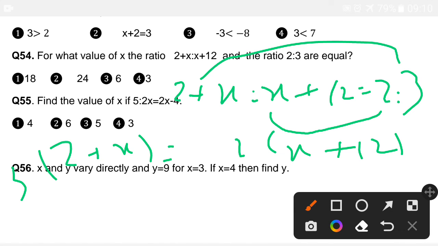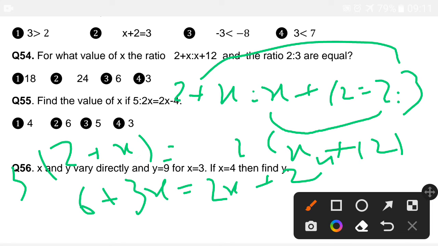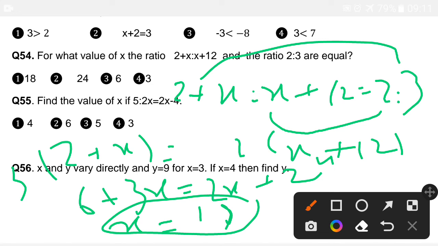So 3 twos are 6 plus 3x, and on the right hand side we have 2x plus 24. So 3x minus 2x gives us x, and 24 minus 6 gives us 18. So the value of x, when the ratios 2 plus x to x plus 12 and 2 to 3 are equal, is 18.